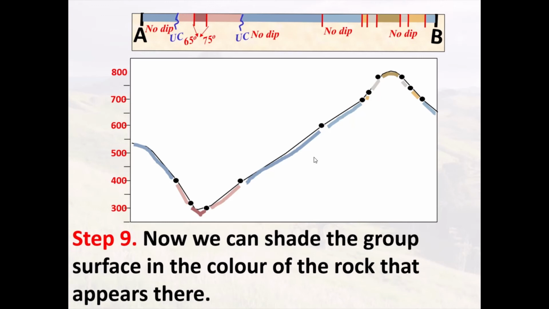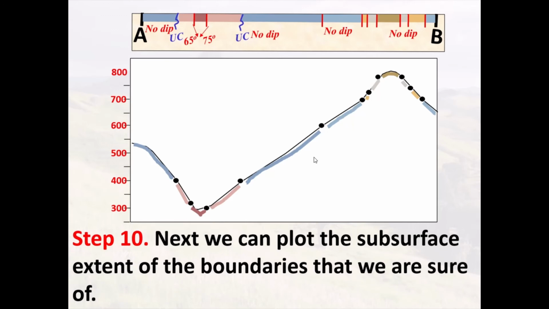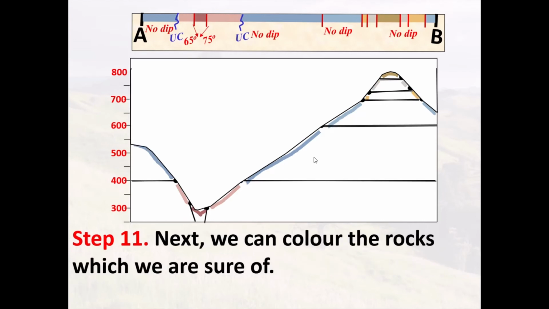Okay, next I can draw the subsurface extent of some of the boundaries that I'm absolutely sure of. So for example, I know that those carboniferous limestones, they're horizontally bedded. And I know that those contacts I've got from my Cambrian rocks, they're steeply dipping, they're folded. So I can draw them. And then if I wanted to feel like I was making progress, I could add in the color for the areas of my cross section that I'm certain about.